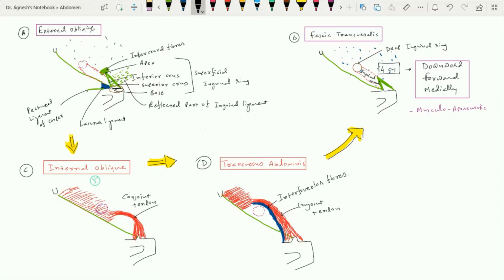And the fascia transversalis: here we can see the deep inguinal ring itself is the opening within this fascia transversalis. So this fascia transversalis is situated posterior to the inguinal canal, and that's why it is also not going to form the anterior wall of the inguinal canal. So the anterior wall of the inguinal canal is going to be formed by skin, superficial fascia, external oblique aponeurosis, and the internal oblique muscle in the lateral half of the inguinal canal only.